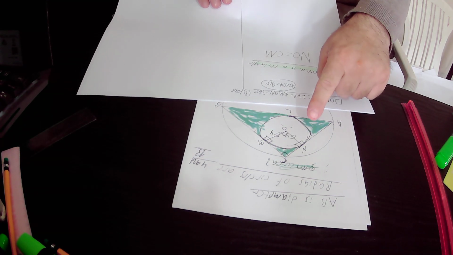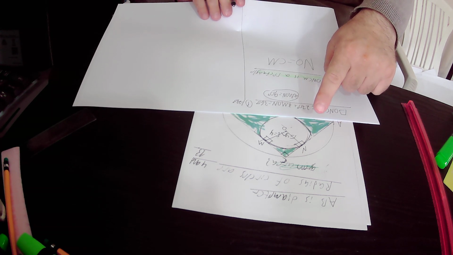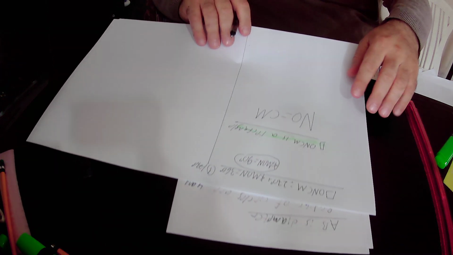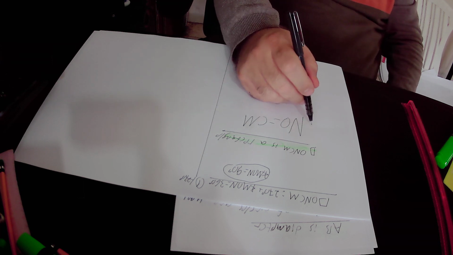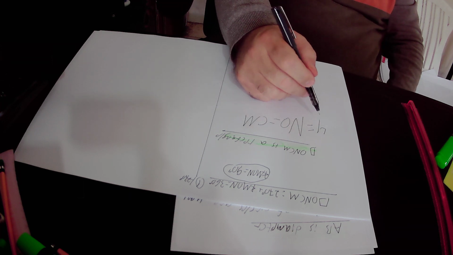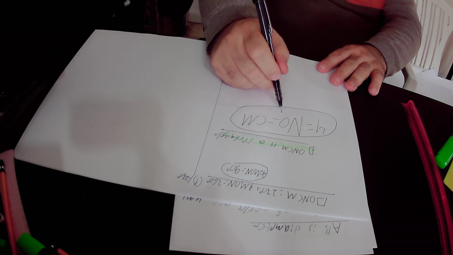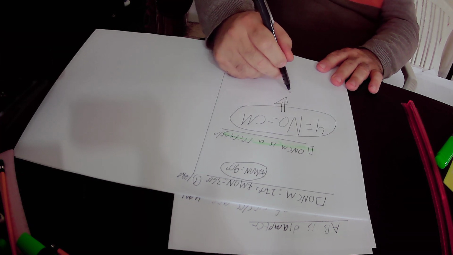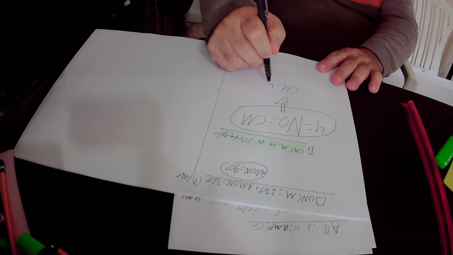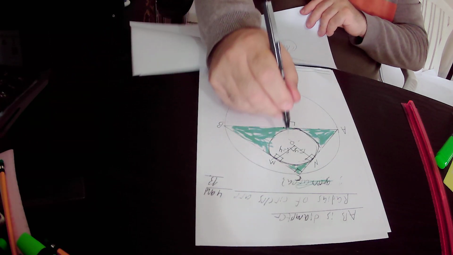But NO equals 4 units. According to what we have already found out, NO equals 4 units. It is the radius of the circle. So from this equation, 4 equals NO equals CM, we will derive that CM is also equal to 4 units.